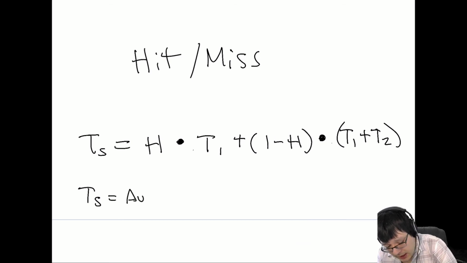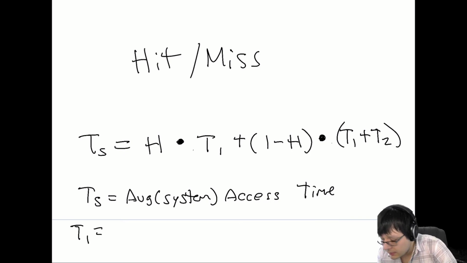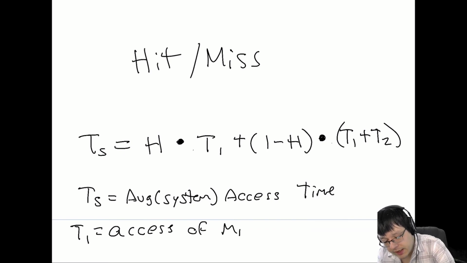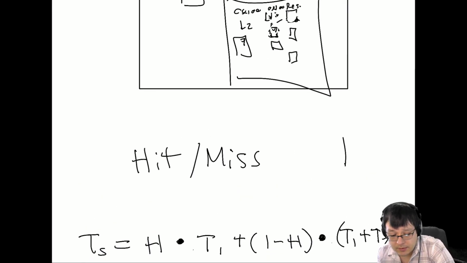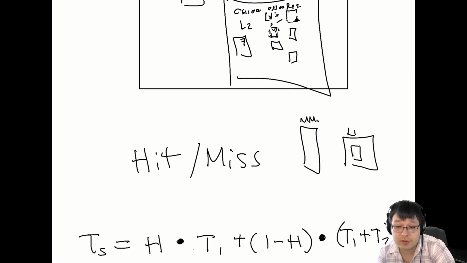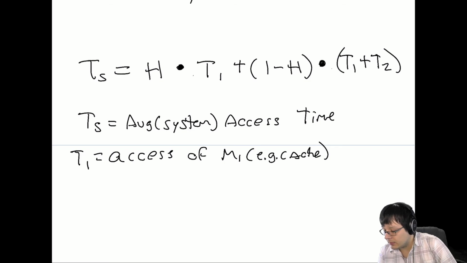T of S is going to be the average access time. T of 1 is going to be the access time of memory 1, which could be a cache. So this example is just for two layers. We have our cache system, and then we have our main memory. So that's L1 and then main memory. That's all we have. We don't even have registers, I suppose. Later I'll show you how to expand this into multiple levels.